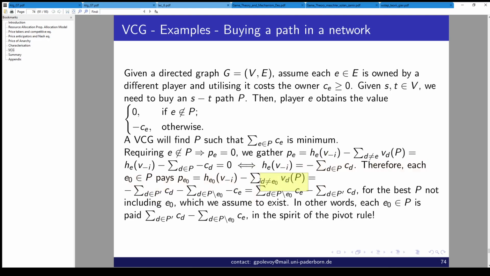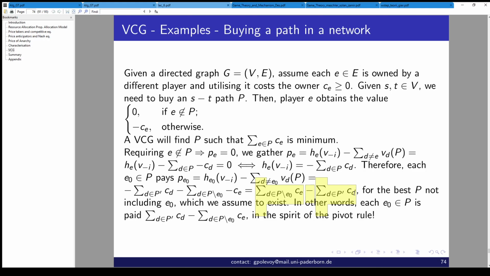Now, basically, we just need to go again over the path, besides e0, excuse me. We count all those costs as minus, and that's the values. So basically, we have charged each such edge the cost of all the other edges on the cheapest path, minus the cost of all the edges on the path, excuse me, not on the second cheapest path, but on the cheapest path besides that e0.